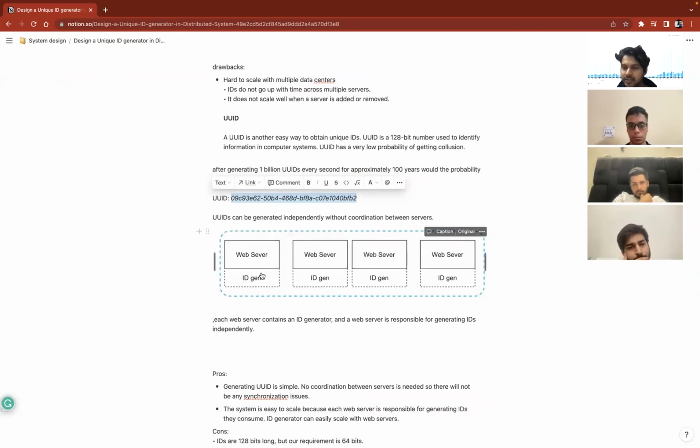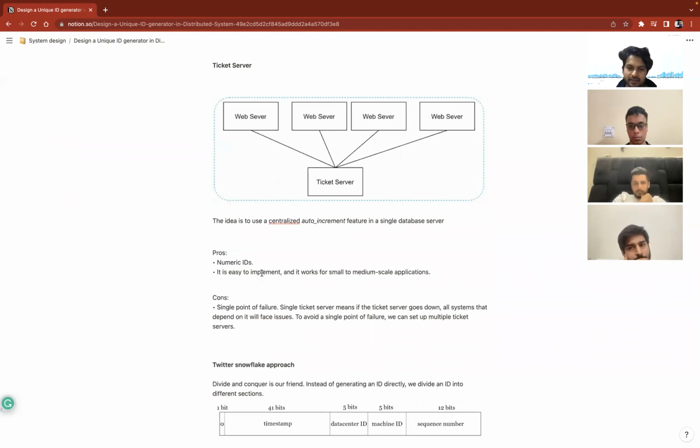Here you have distributed ID generation. This is again a centralized ticket server. There are companies who have created this. It's just that it is an auto increment server.